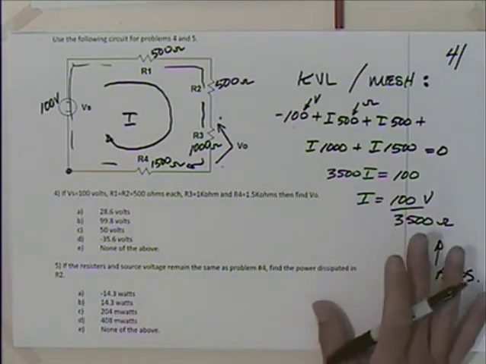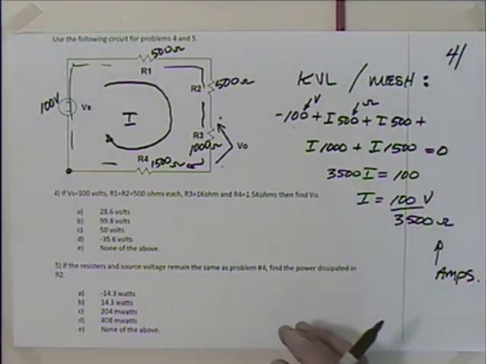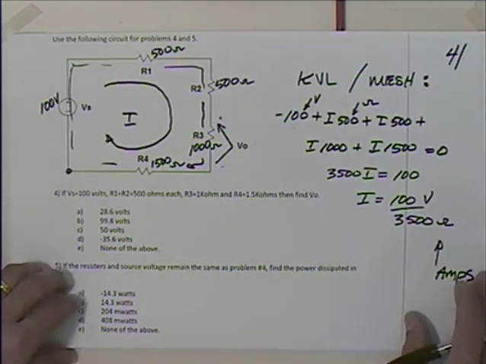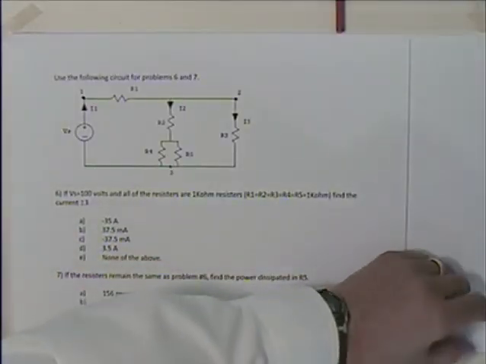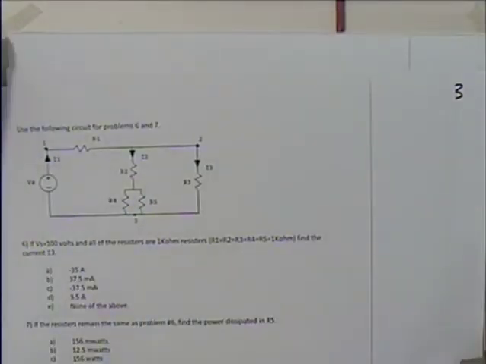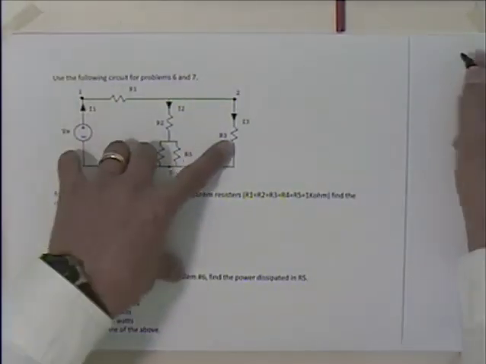So as you go through these, don't be satisfied with just getting the correct answer. See if you can get it a variety of different ways. Well, that's 4 and 5. What do we have here? Let's see, page 5.